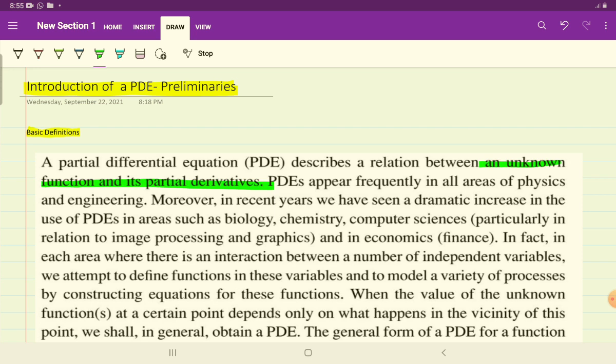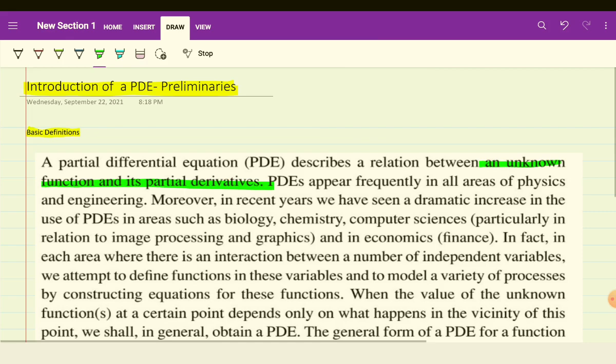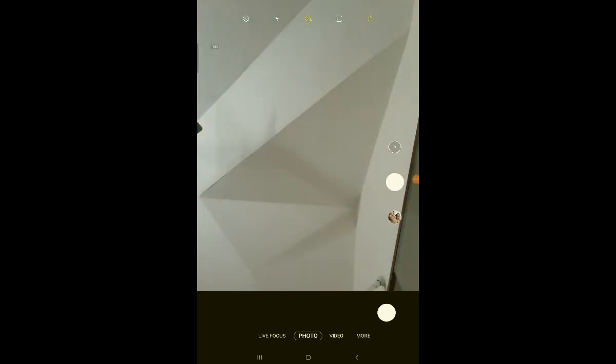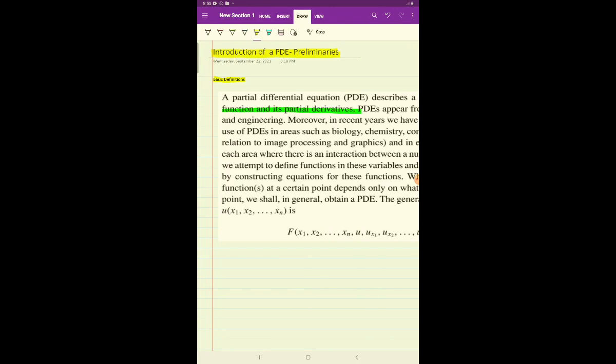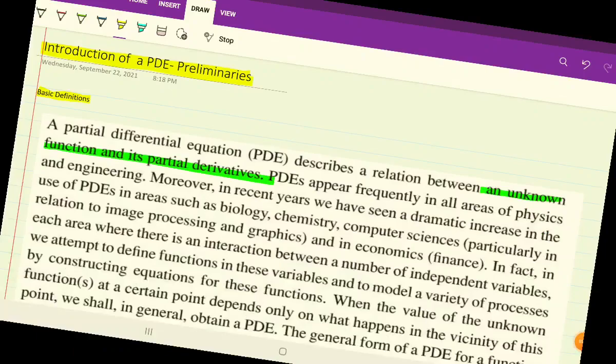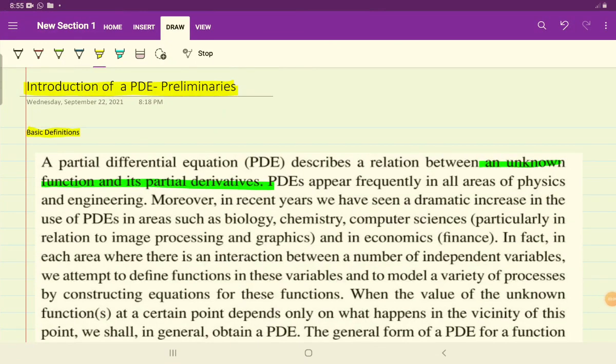And in recent years we have seen a dramatic increase in the use of PDE in areas such as biology, chemistry, computer science, etc., and also in finance. In modeling problems we are mainly using PDEs.